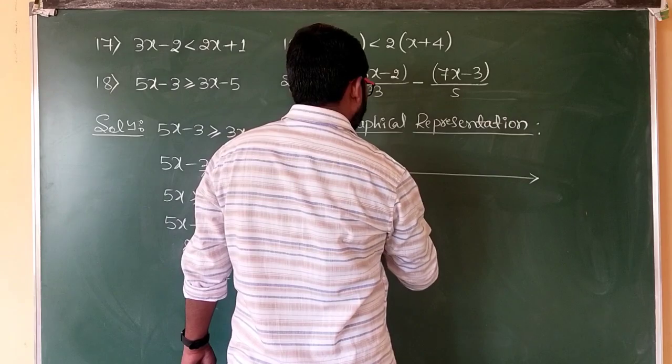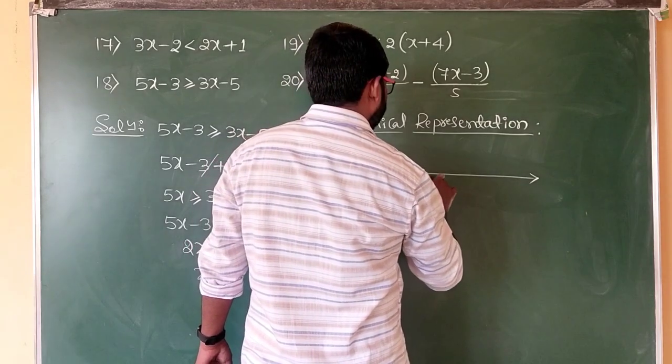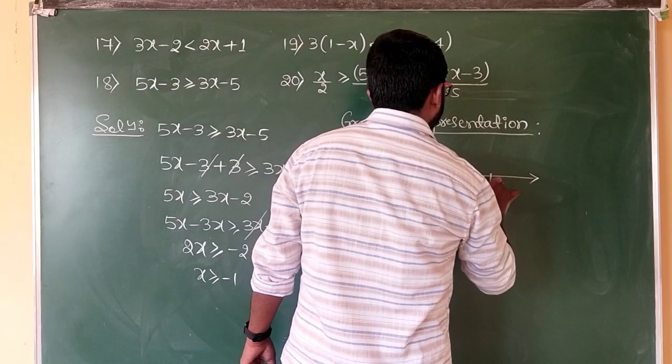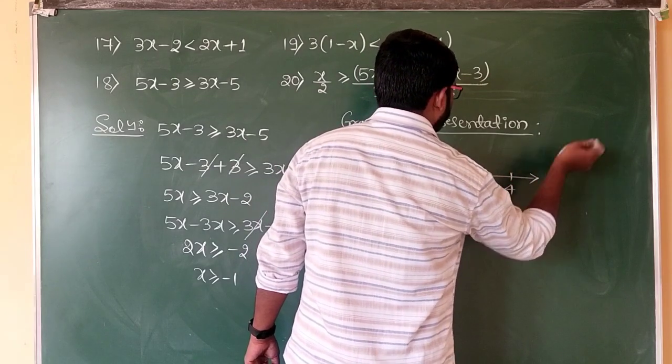So this is minus 2, minus 1, then here it is 0, plus 1, 2, 3, 4 and so on.